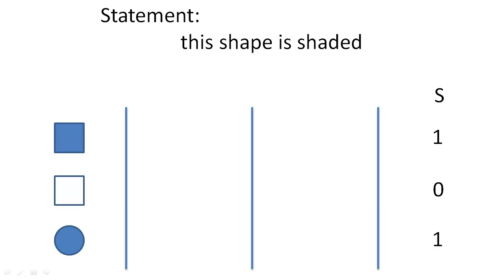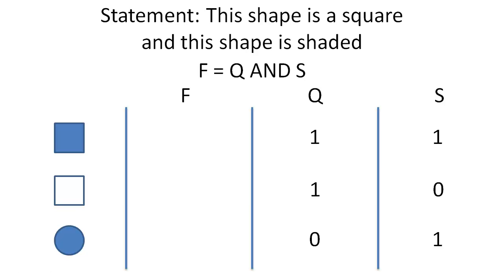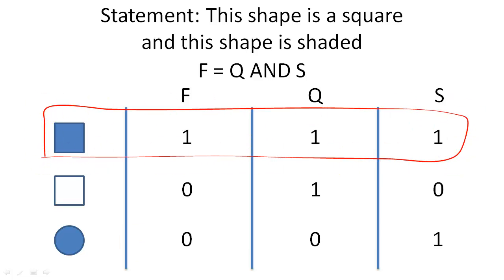We can combine predicates and create new statements. For example, this statement will be true only when both smaller predicates are true. In this situation, we represent the new composite statement with another Boolean variable.